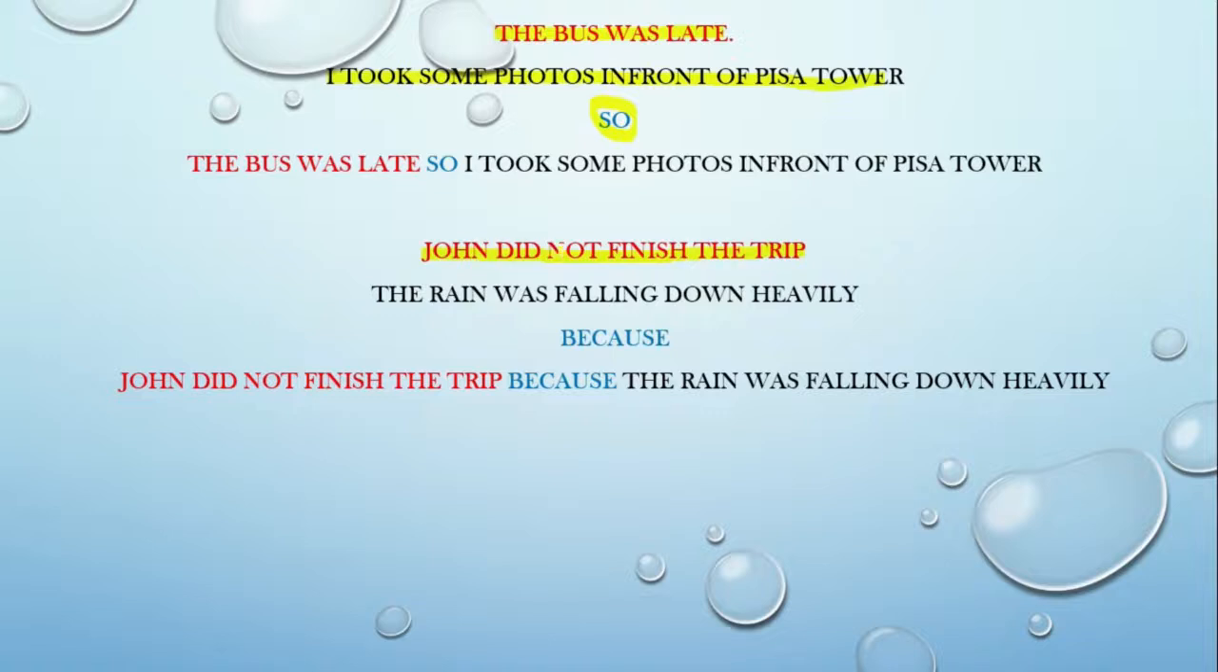So, John did not finish the trip. This is the effect. And the rain was falling down heavily. This is the cause. And we get this sentence: John did not finish the trip because the rain was falling down heavily. Excellent. Now, let's move to the last sentence.